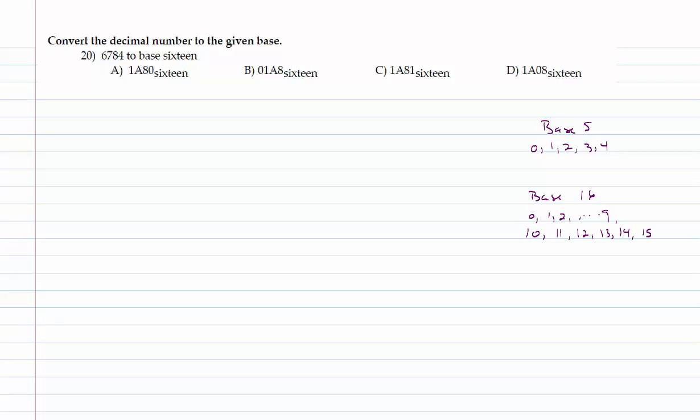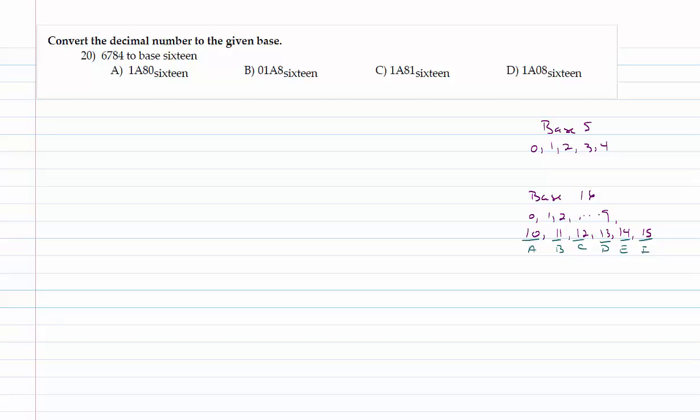So what I need to do is have a single digit that'll represent each of these. So that's when we use A to represent 10. B will be 11. Then we use C, D, E, and F. So those are going to act as numbers in base 16.